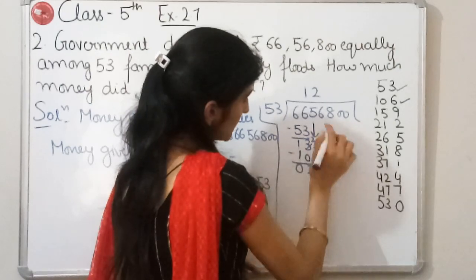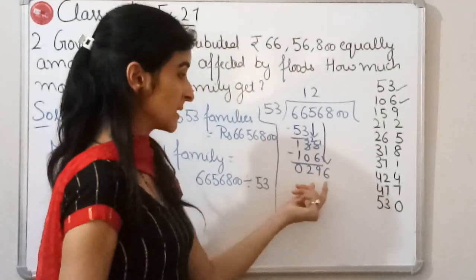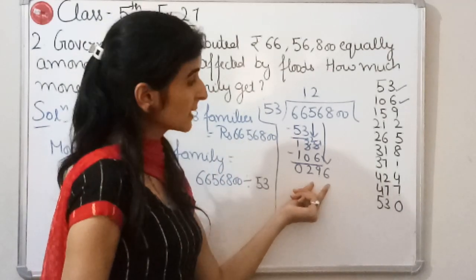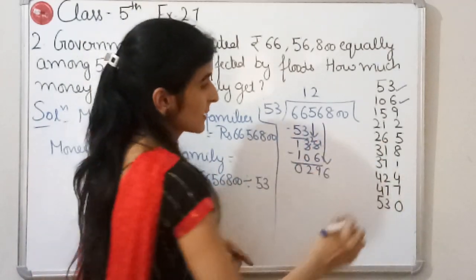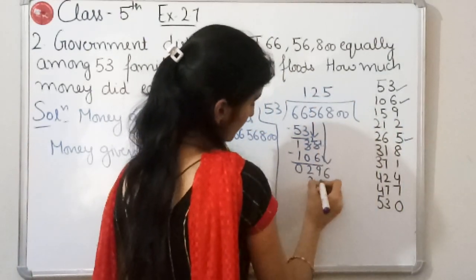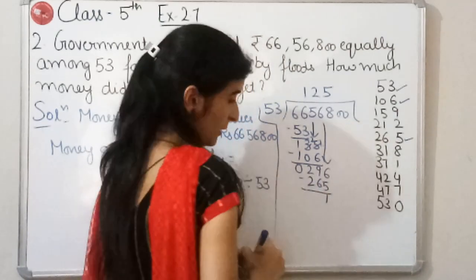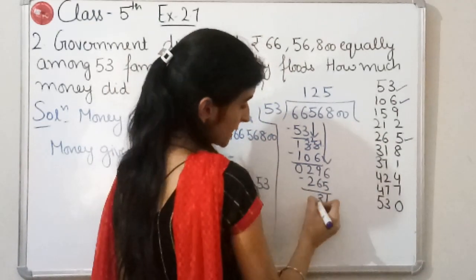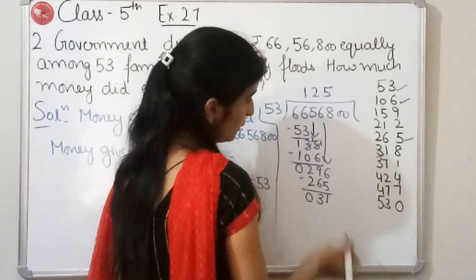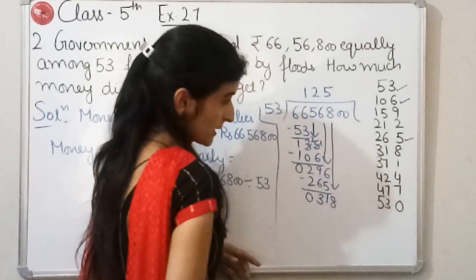Now the next digit here is 6. Now which number is nearby 296 here? That is 265. And it goes on 5. 6 minus 5, 1. 9 minus 6, 3. 2 minus 2, 0. And the next digit is 8.